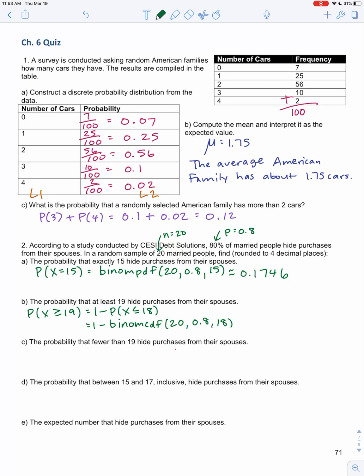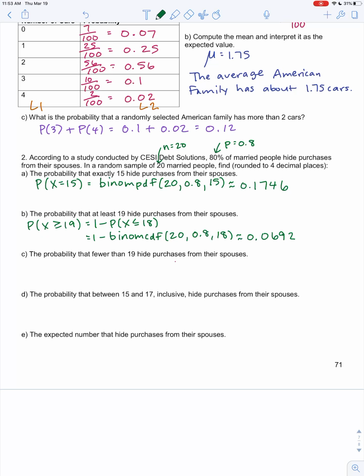So type this all in one line on your calculator. Start by typing 1 minus, then go to your second VARS menu to find your Binom CDF, and then type in number of trials, 20, probability of success, 0.8, number of successes, 18. Okay, so I'm getting about 0.0692. I'm rounding it up because there's a 7 as the next digit.